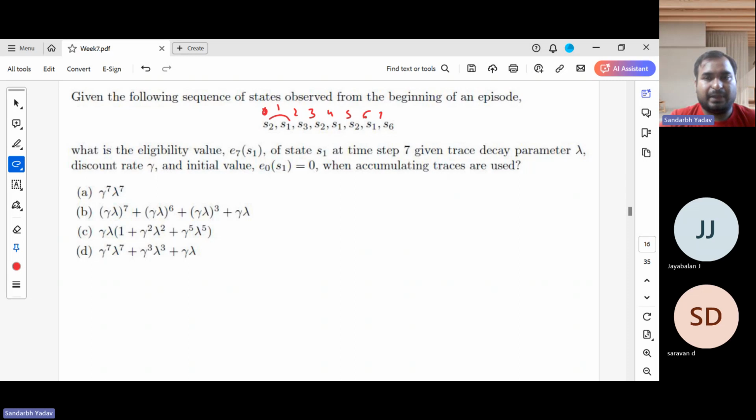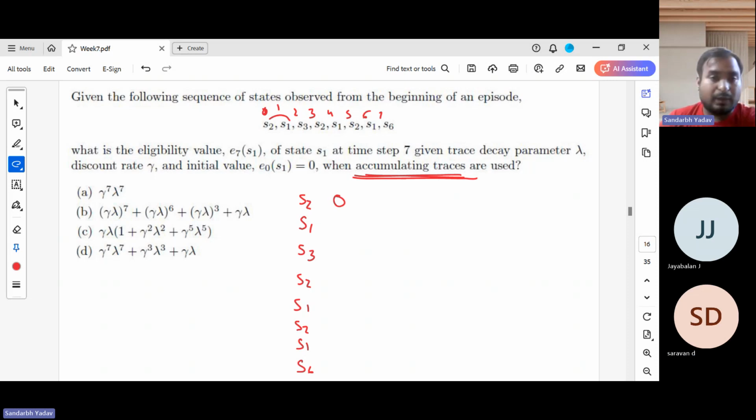Given the trace decay parameter lambda, discount rate gamma, and the initial value of the eligibility of state S1 as 0, and also that accumulating traces are used. All these things you need to keep in mind. So initially, I'll write down S2, S1, S3, then S2 again, then S1, S2, S1, and S6. Initially, the eligibility of state S1 is 0.